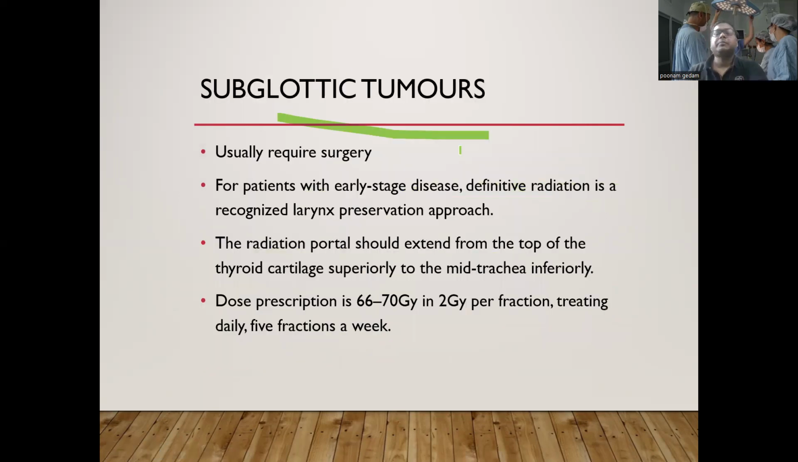So coming to the subglottic tumors, they usually require surgery for patients with early stage disease. Definitive radiation is recognized as a larynx preservation approach. The radiation portal should extend from the top of the thyroid cartilage superiorly to the mid-trachea inferiorly. Dose prescription is 66 to 70 grays in 2 grays per fraction, treating daily 5 fractions a week.